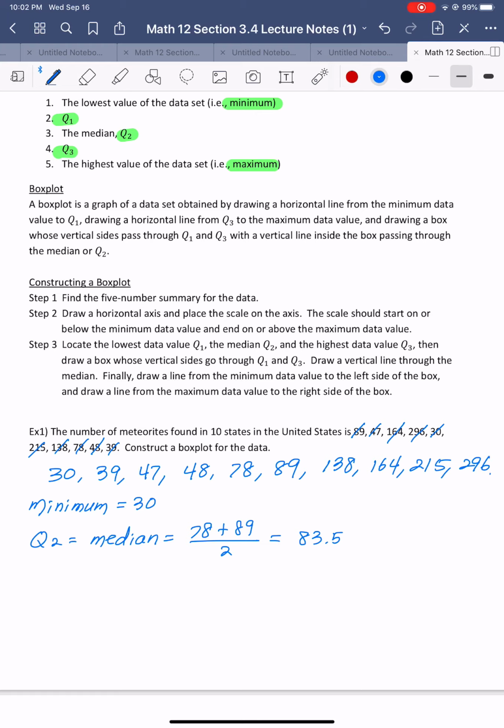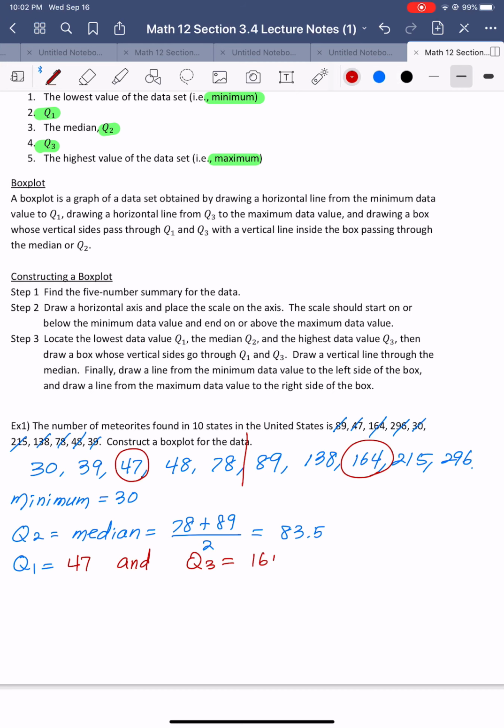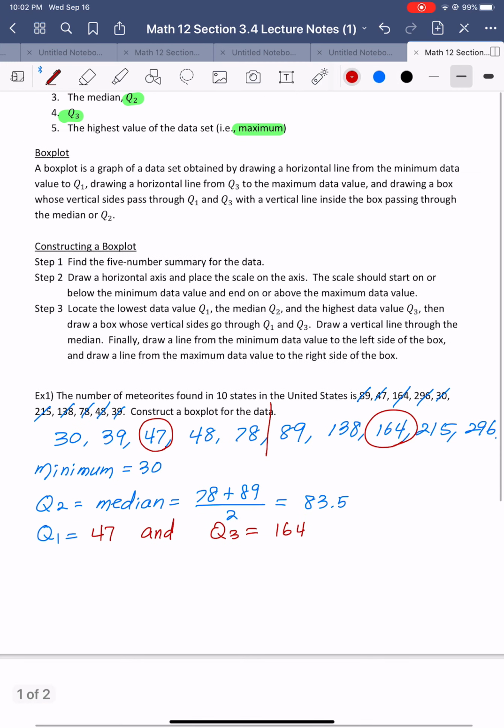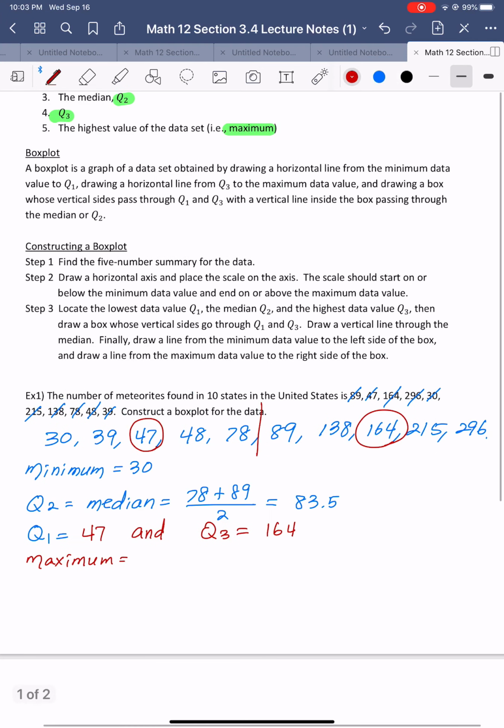And then Q1 is going to be the median of the lower half. This one has two groups right here. There are five numbers, so 47 is going to be Q1. And Q3 will be the median of the upper five numbers, the middle number, which is 164. So 164 is Q3. Now the maximum, which is the highest number, is 296.